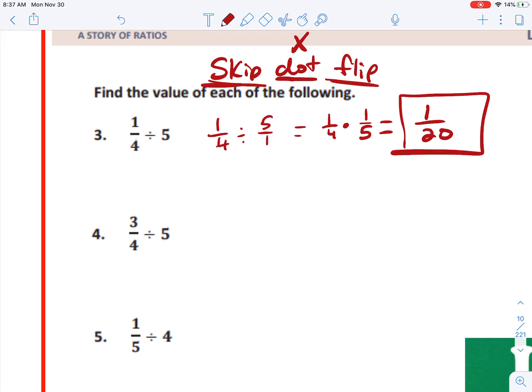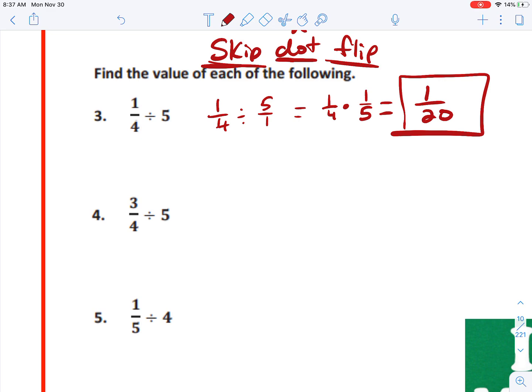All right, now let's try 3/4 divided by 5. Try this problem on your own. See if you can figure it out. Pause the video and then restart it when you are done with the problem.